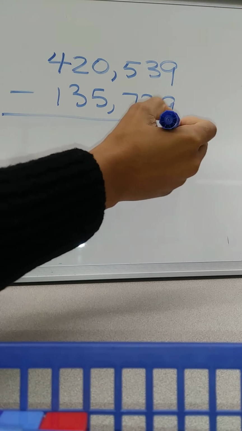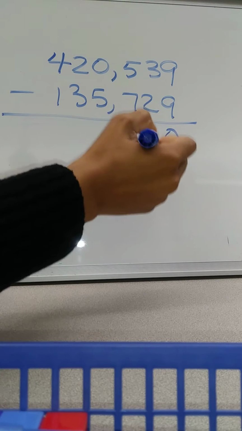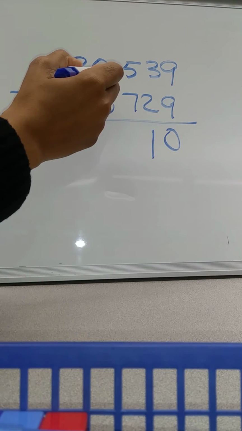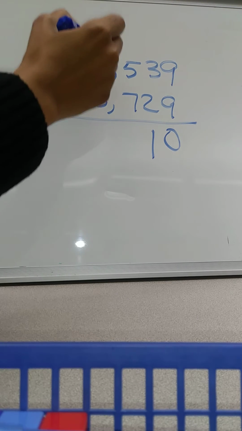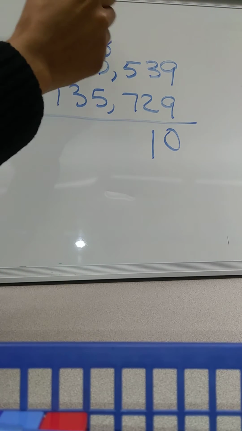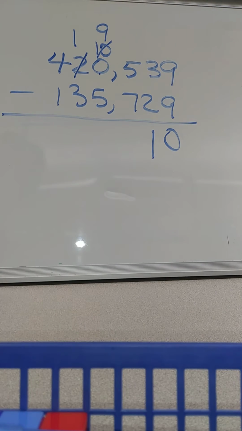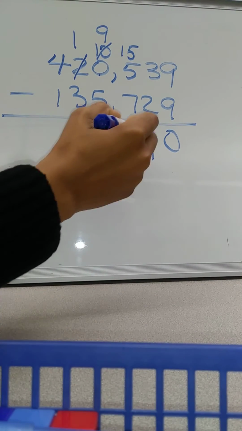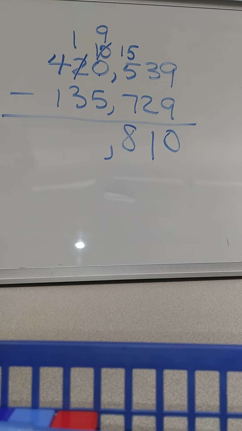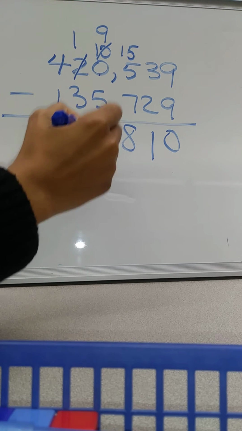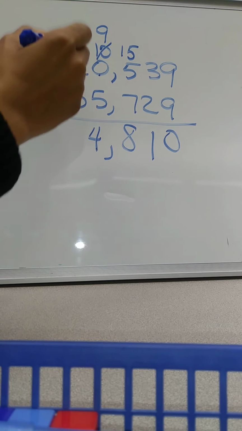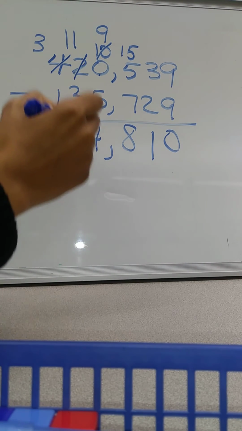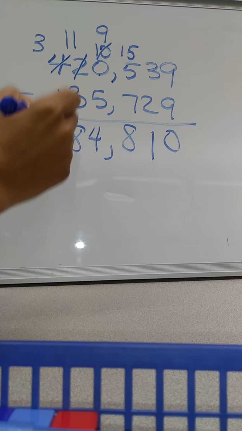So 9 minus 9 is 0, 3 minus 2 is 1, 5 minus 7 can't do it, can't borrow from 0, borrow from the 2, make it a 1, this becomes 10, but you got to borrow from that 10, make it a 9. That's the tricky part, hopefully you got it, and give 15 to this. 15 minus 7 is 8, 9 minus 5 is 4, 1 minus 3 can't do it. Borrow from the 4, make it a 3, this becomes 11. 11 minus 3 is 8, 3 minus 1 is 2.